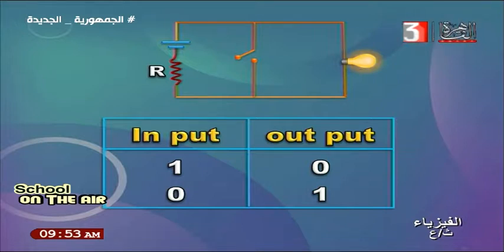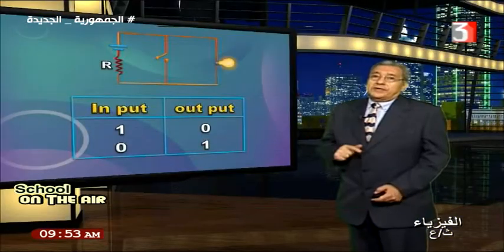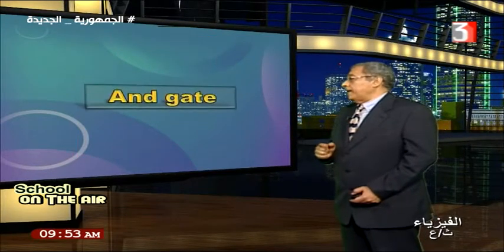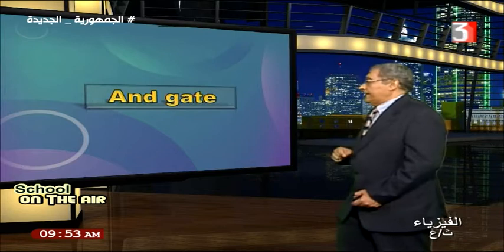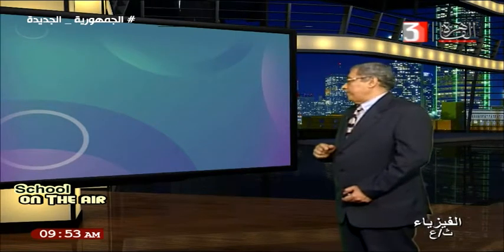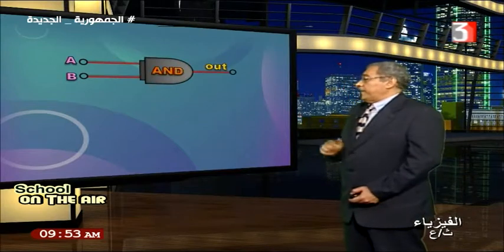Okay, and in front of you is the electrical circuit that simplifies the action of this gate. This was about the first gate, and it was quite easy. The second one, okay, is the AND gate. What about the AND gate? Your attention, please. What about the AND gate?